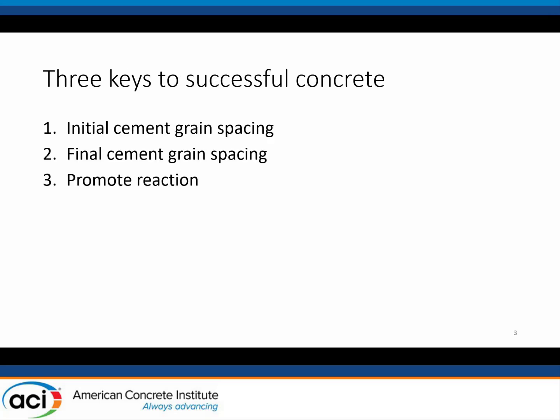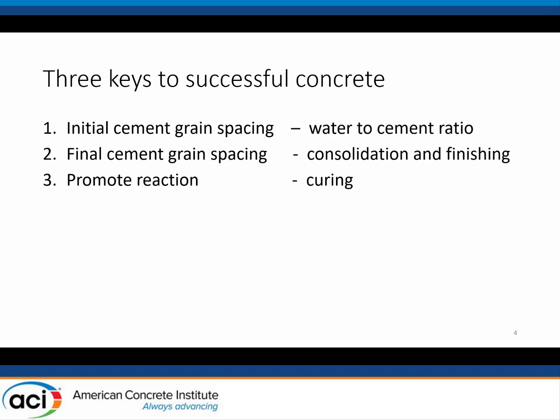of your concrete. Well, Ken Hover taught me many years ago that there's 3 keys to successful concrete: the initial cement grain spacing, the final cement grain spacing, and promoting reaction. What's this guy talking about? Initial cement grain spacing, that's all about water-cement ratio. How can we bring those cement grains together before they start to react? Final cement grain spacing, even though you have a great water-cement ratio, that doesn't mean you consolidated, you finished, that you've prepared that concrete correctly before it gets hard. And then the last one, promoting reaction, that's what we're going to talk about today.